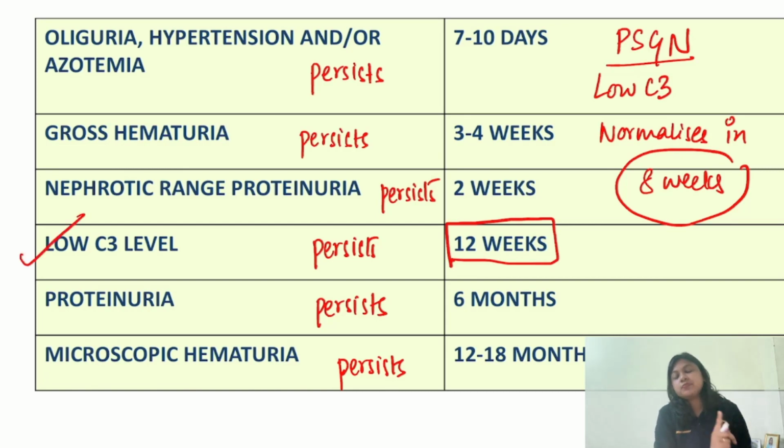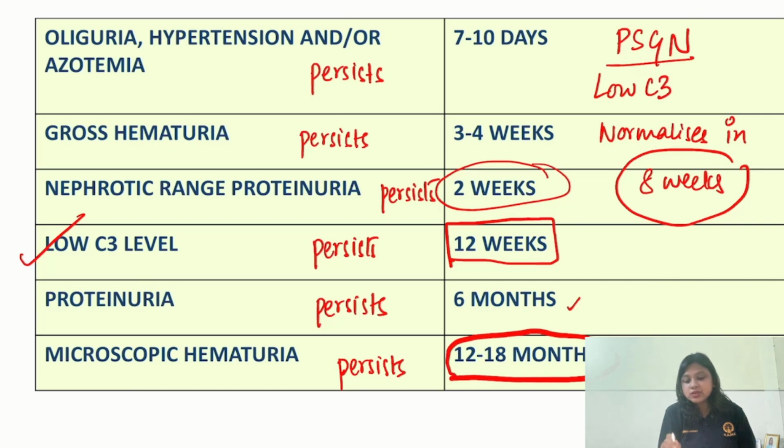Now second, look at it. Nephrotic range proteinuria, the duration is 2 weeks, whereas persistent proteinuria is 6 months. So please look at the question whether it is asking you nephrotic range proteinuria or proteinuria. If it is nephrotic range proteinuria, it is 2 weeks. But if it is proteinuria, it is 6 months. So there is a difference between 2 weeks and 6 months. And microscopic hematuria is almost 1 to 1.5 years, 12 to 18 months, whereas gross hematuria is 1 month.